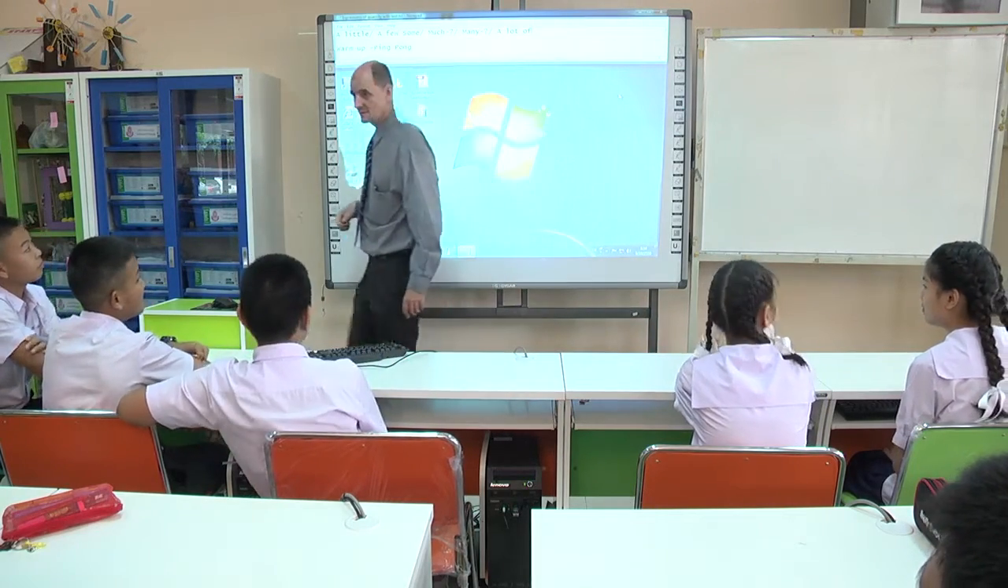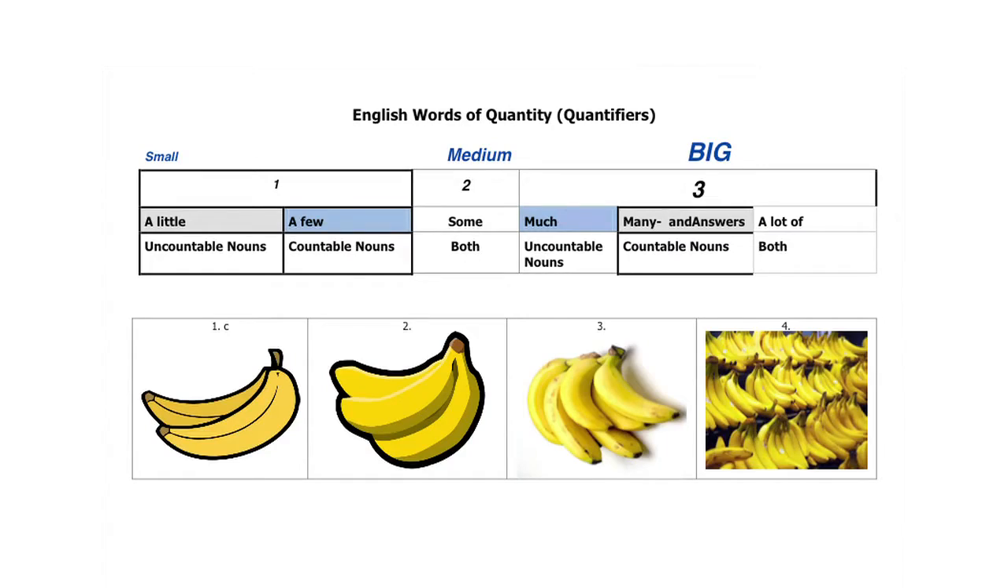You could do that. So we have these words. We have a little, a few, some, much, many, and a lot of, okay? A little and a few, they're smaller. Some is in the middle. Big is much, many, and a lot of, okay?